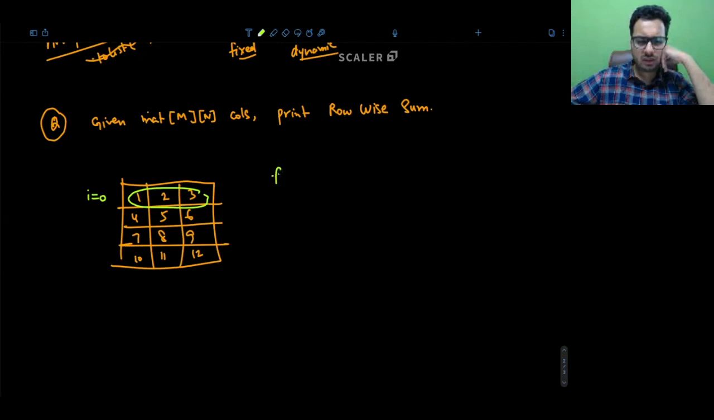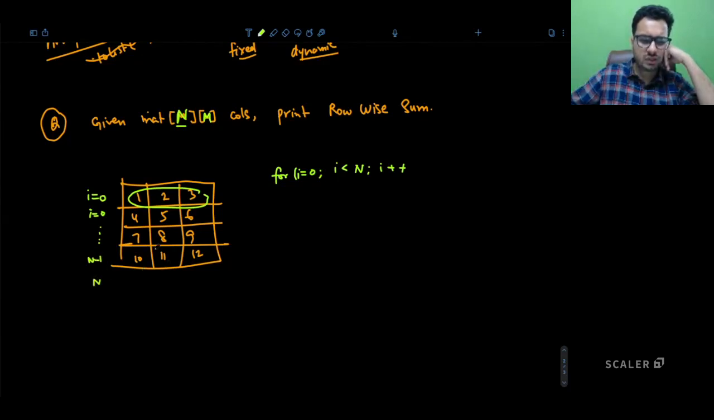So I can say for i equal to 0, i less than the number of rows, which is, let's say, n comma m. I less than n, i plus plus. So this would be the first row. This would be the n minus 1th row, and this would be the nth row, right? Which does not exist. So i less than n. For every row, I need to initialize the sum equal to 0.